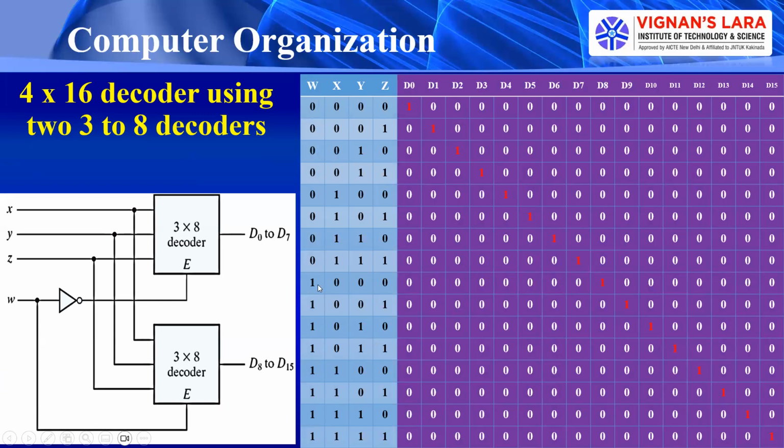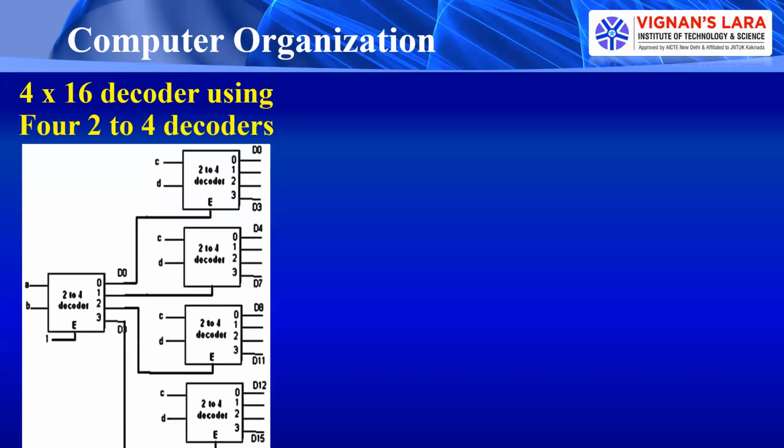When W is equal to 1, that happens for the D8 output to D15 output. So if W is equal to 1, the bottom decoder is active. At the same time, since it is 1, the output of the NOT gate becomes 0. Then the upper decoder is inactive. In this case, the lower decoder is active for selection of the outputs D8 to D15.